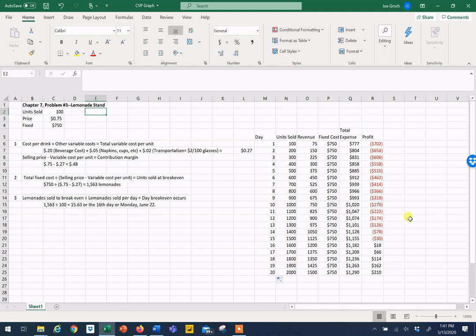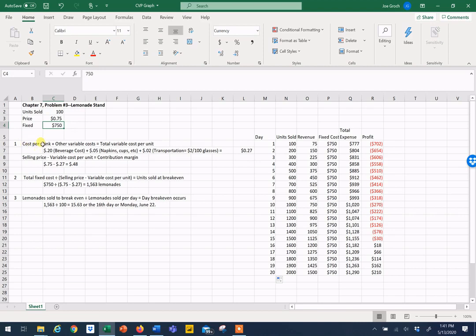So the three questions are: what's the contribution margin? What's the break-even point? And what day of the summer will he break even? So let's take a look at that. And you can see here I've done this to speed up the process. So we can see here we've got the units sold that he's anticipating, the price at 75 cents, the fixed cost at 750. So the first question is, what is his contribution margin?